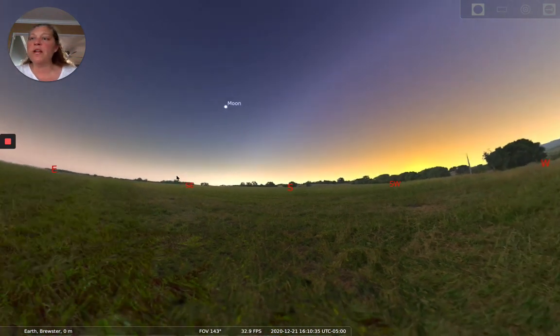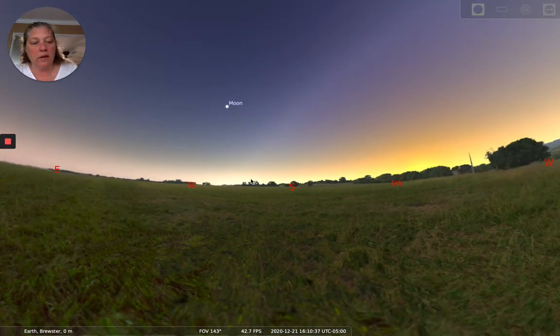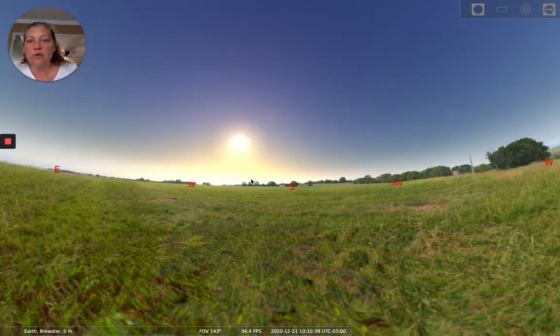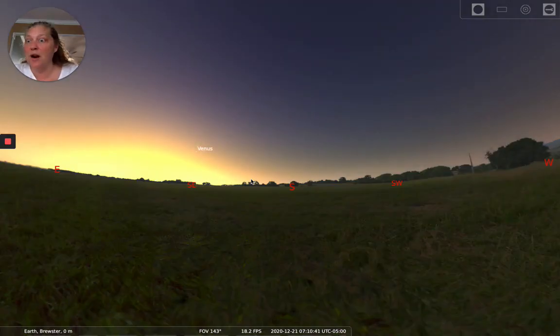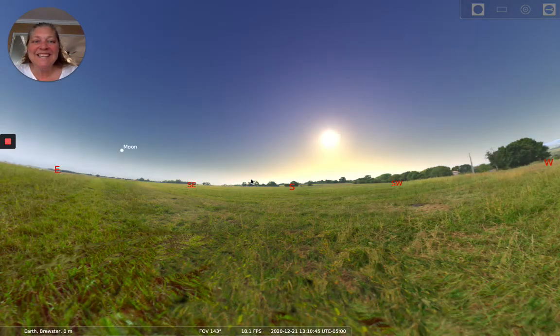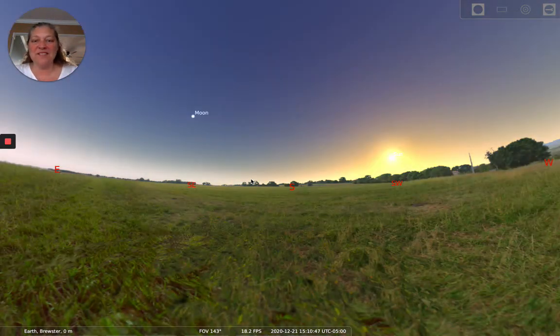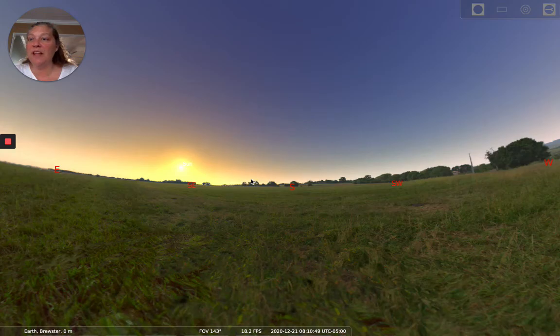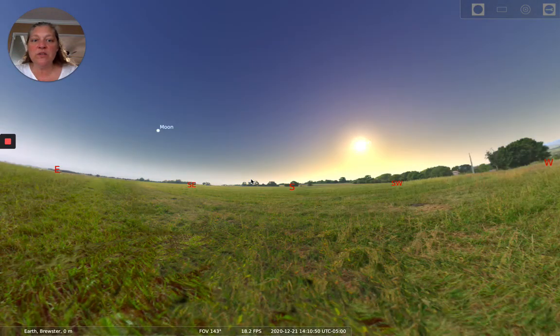Look how short that sun path was. That was crazy. I'm going to do that again. Hold on. Look at how short and low the sun is in the winter. Isn't that crazy? You don't realize it until you see it in Stellarium. So again, that's our winter sun path.